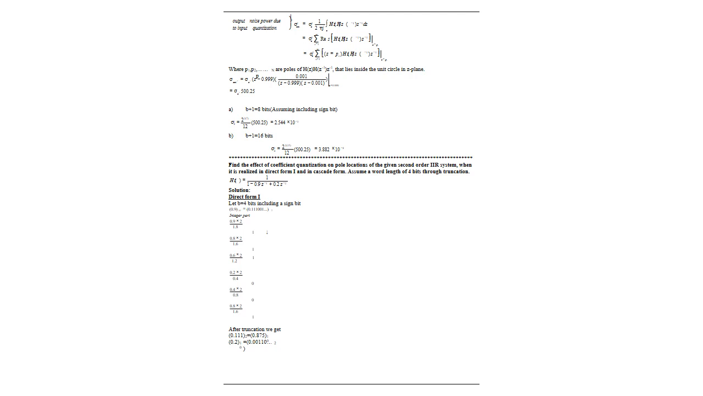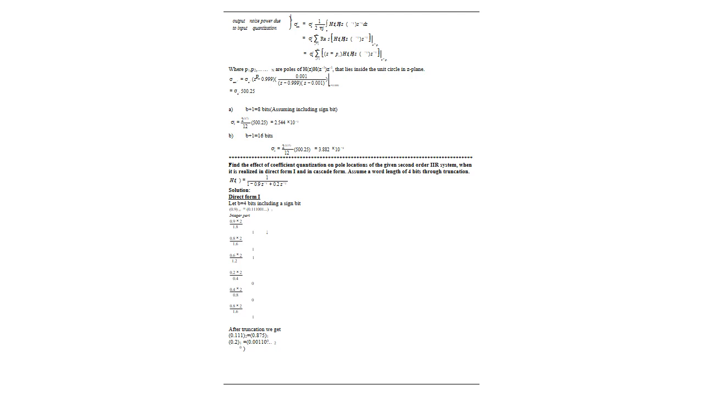So sigma e squared is equal to sigma e squared times z power minus 0.999 into 0.001 by z minus 0.999 into z minus 0.001, with the limit z equal to 0.999. So we get the value. Here b plus 1 is equal to 8 bits, assuming it includes the sign bit, and b plus 1 is equal to 16 bits for the second case, and we substitute those values.